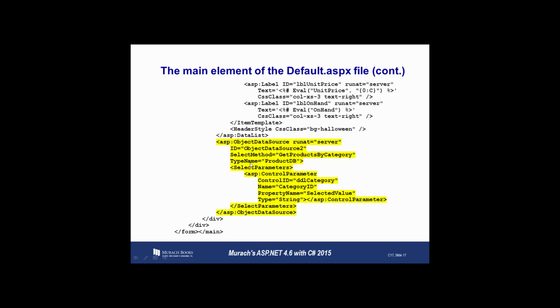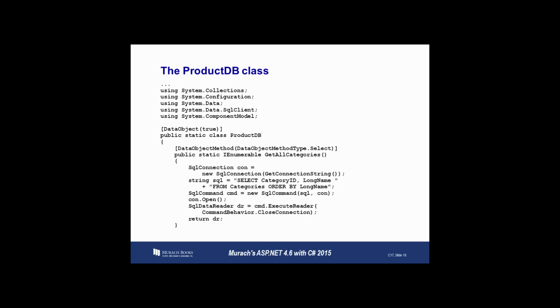Notice the type name attribute of the object data source. Type name, that's the name of your data access class. So the type name attribute, ProductDB, that's the name of our C# class that we created. Okay. Now I want to show you something.